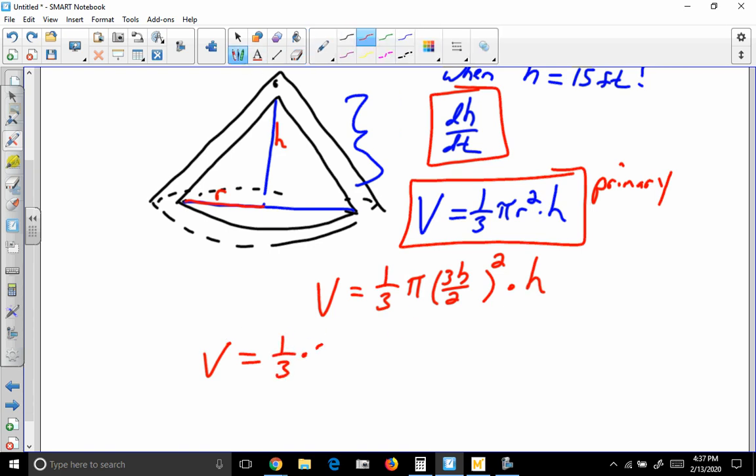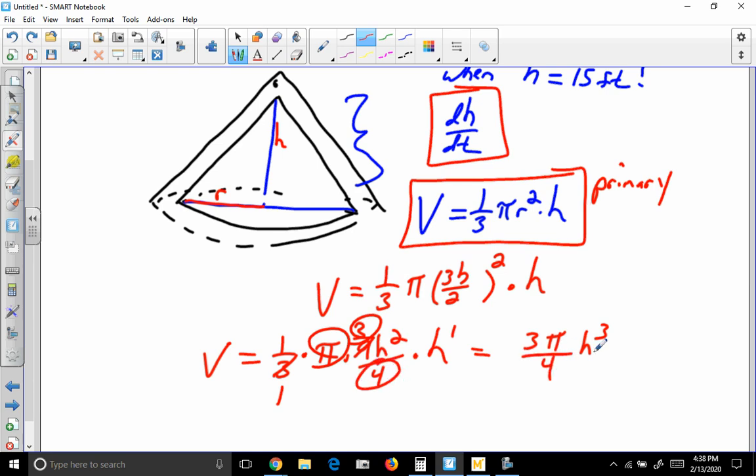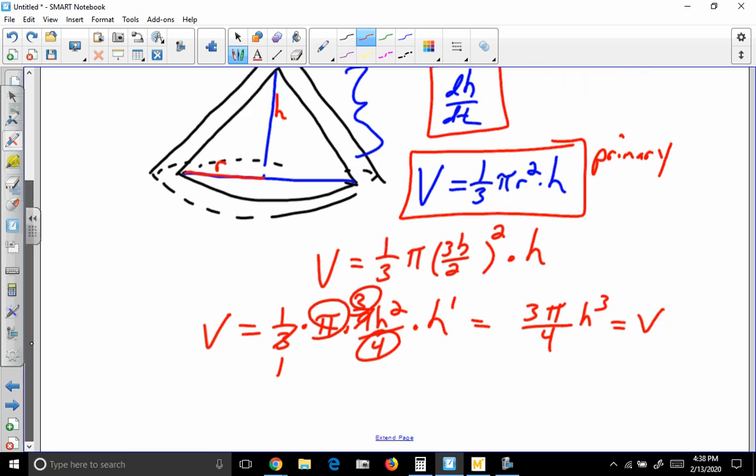So volume is 1/3 times pi. If we square this, we square the numerator, 9h squared, and we square the denominator. 3 goes into 3 once, 3 goes into 9 3 times. h squared times h to the first is h cubed. So on top we have a pi, we have a 3. On bottom we have a 4. And that's times h cubed. So that's a formula that relates the height to the volume. If you tell me how tall it is, I can tell you what the volume is.